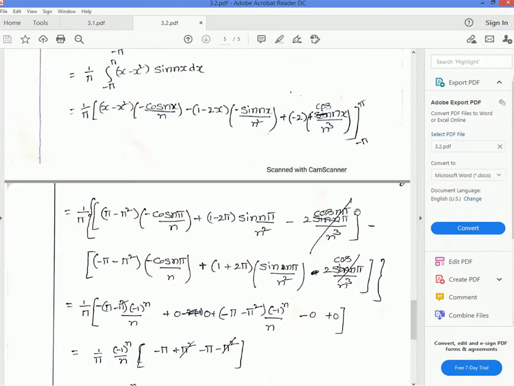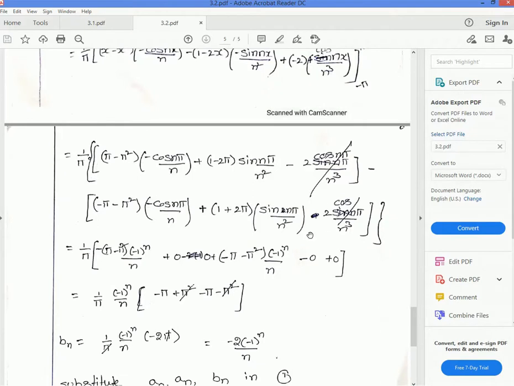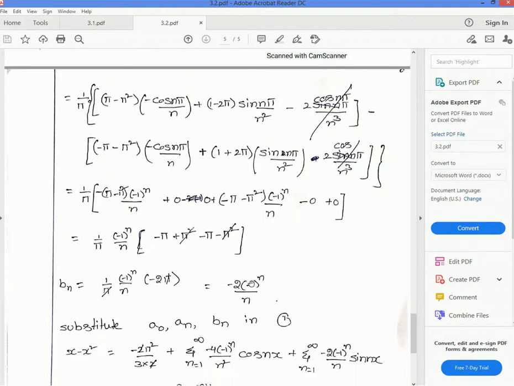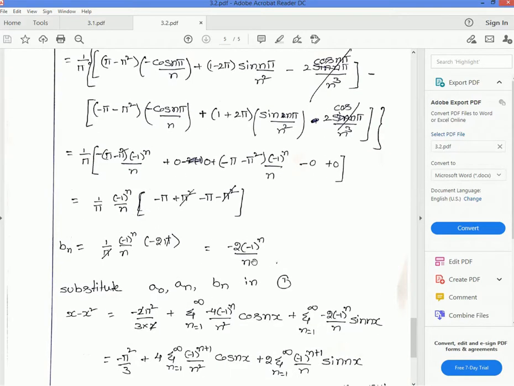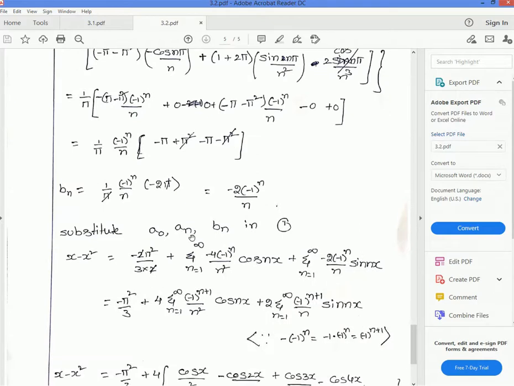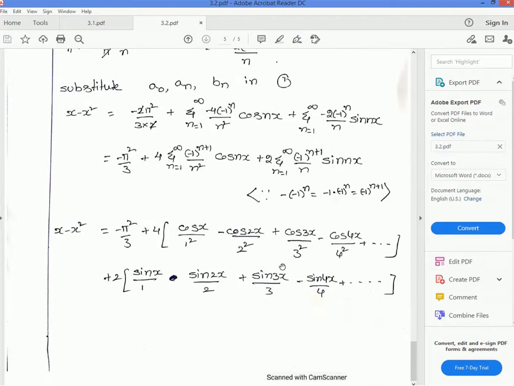Substitute the upper and lower limits pi and minus pi. So for the upper limit pi, cos n pi is minus 1 whole power n, sin n pi is 0, and cos n pi is minus 1 whole power n. So substituting upper and lower limits, we get minus 2 into minus 1 whole power n by n. Now substitute a naught, a n, b n values in equation 1, and we get the required Fourier series. This is the Fourier series for the given function f of x equal to x minus x square in the interval minus pi to pi.